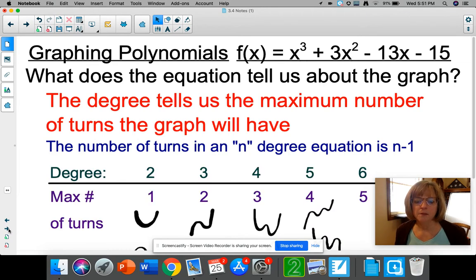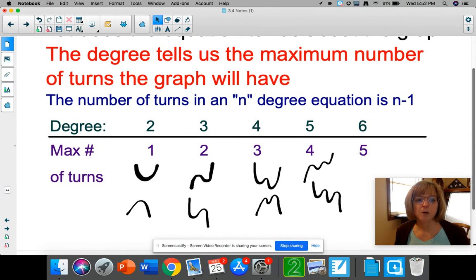So I've got this chart here. Degree 2, so a parabola, is going to have at most 1 turn. A degree 3 is going to have at most 2 turns. And you can see a degree 4 looks kind of like a W here, or maybe an M shape. The number of turns is always n minus 1.